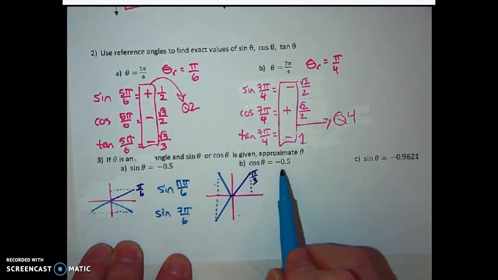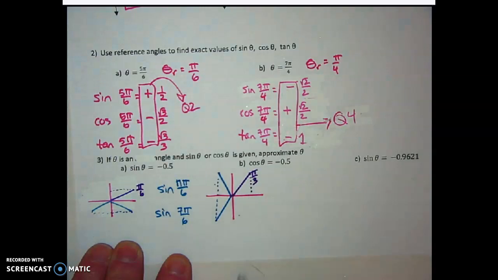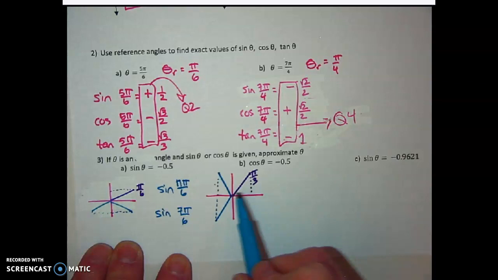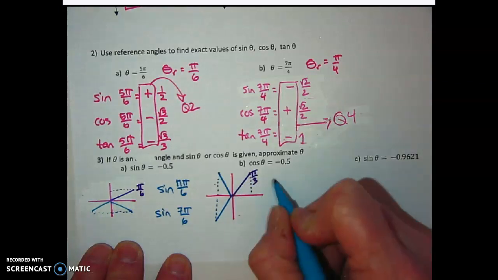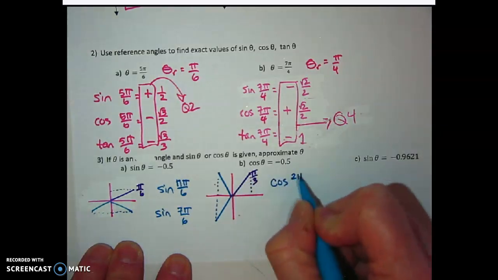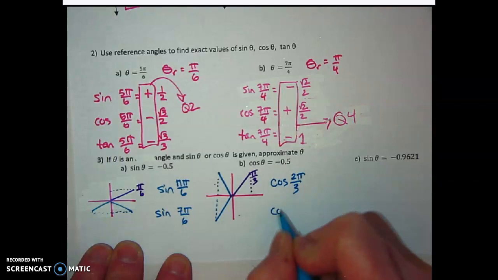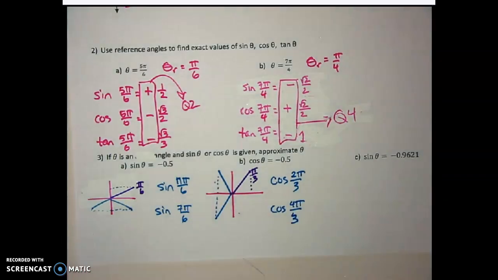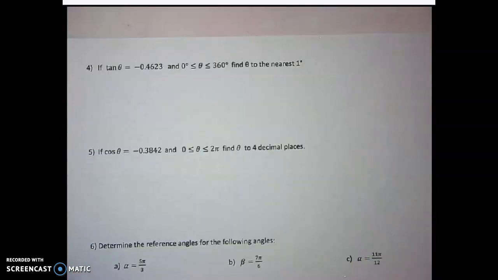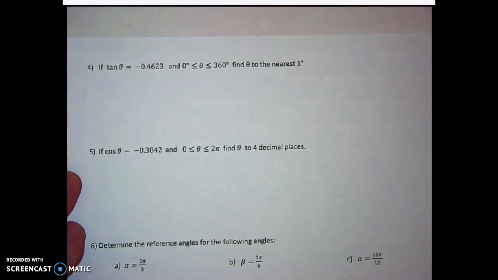I'd like you to go ahead and try to apply the same process for b. Again, the cosine is 1/2 at pi over 3, but the cosine is negative in the second and third quadrants. So if this is pi over 3, then at the cosine of 2 pi over 3, 3 pi over 3 would be a whole pi, which means this one is going to be the cosine of 4 pi over 3, is going to give me negative 1/2. I'm going to have you go back and do 3c after we talk about and go through number 4 and 5.